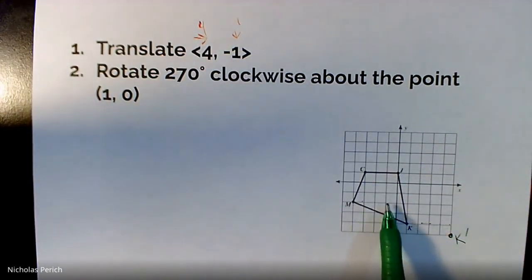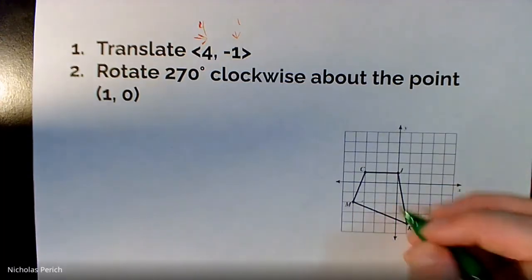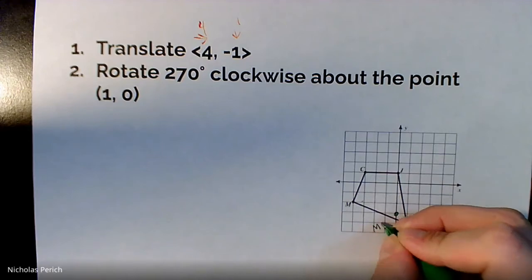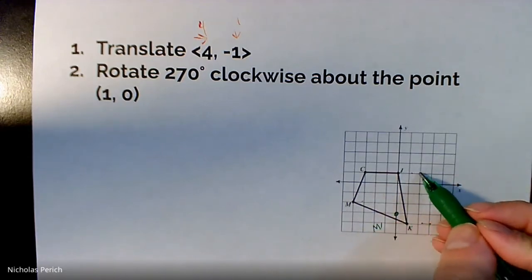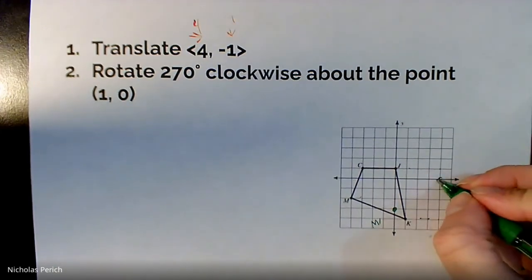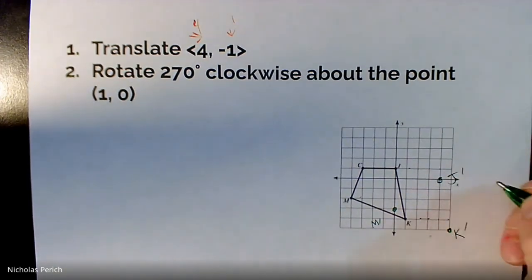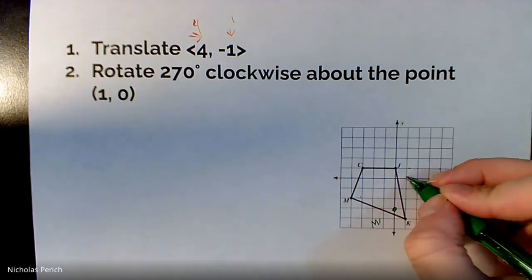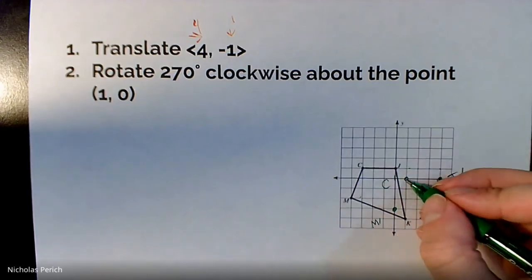M: 1, 2, 3, 4, down 1, M prime. Right 1, 2, 3, 4, down 1, and that is J prime. And right 1, 2, 3, 4, down 1, and that's C prime, baby.